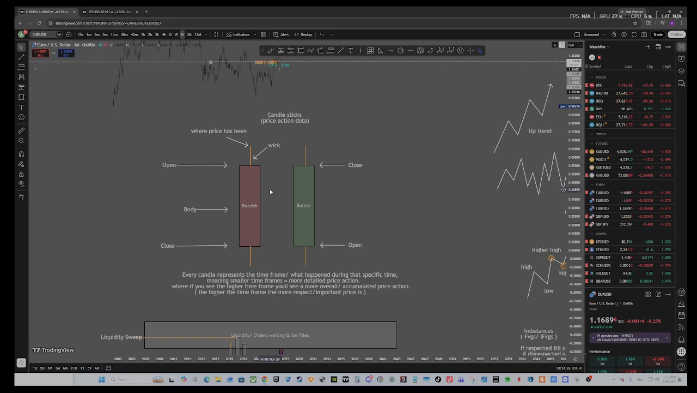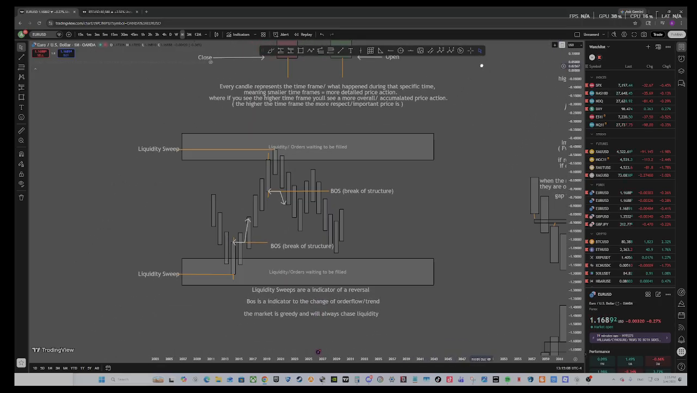Every candle represents the time frame and what happened during that specific time, meaning in smaller time frames you're going to have more detailed price action, a more detailed picture of what happened. Whereas if you go to the higher time frame, everything's going to be accumulated into a bigger candle. So instead of a smaller, more detailed visual, you're going to see one big fat juicy candle just showing you what the price action was overall, right? So the higher the time frame, the more respect and importance the price has.